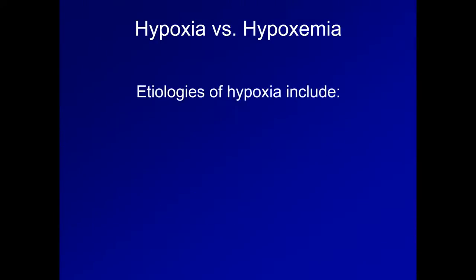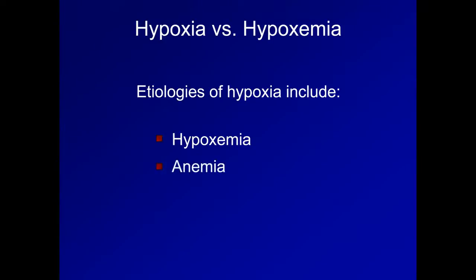The most common clinically relevant etiology of hypoxia is in fact hypoxemia. In other words, the most common reason that peripheral tissues do not receive adequate oxygen for metabolism is because the concentration of oxygen in the blood is too low. However, there are several other etiologies that should be considered.